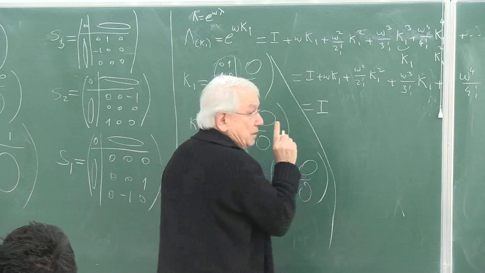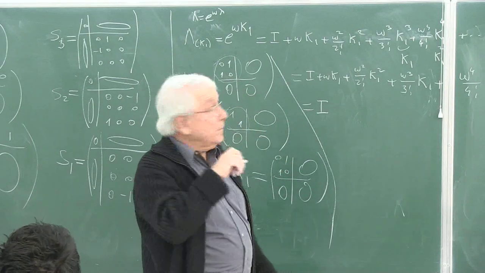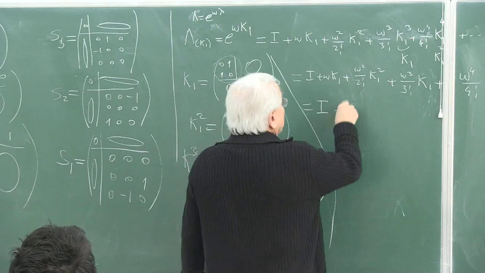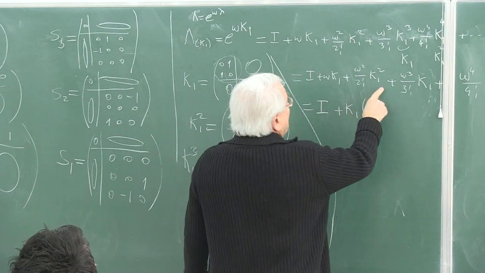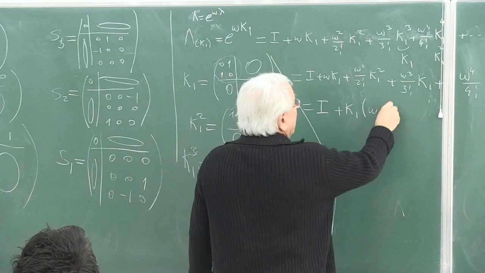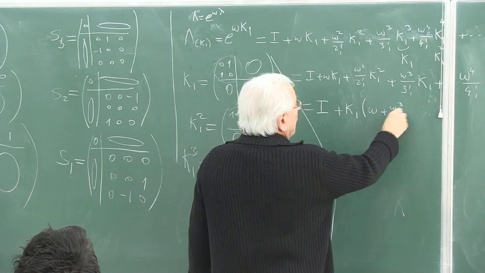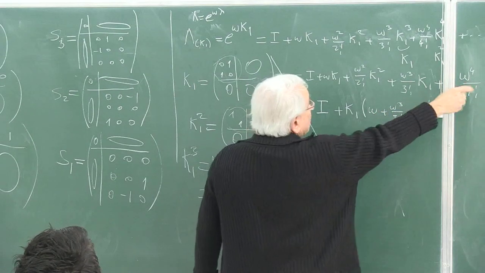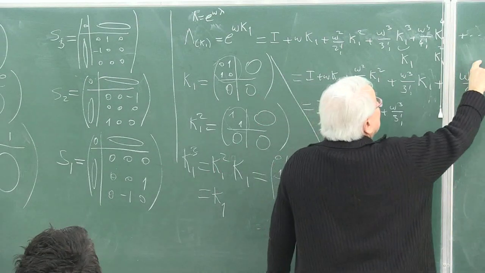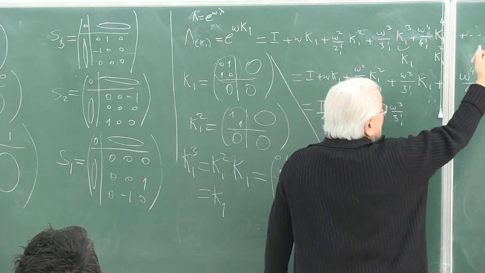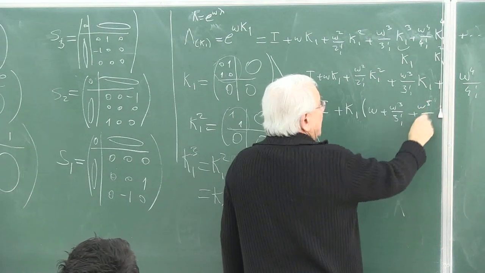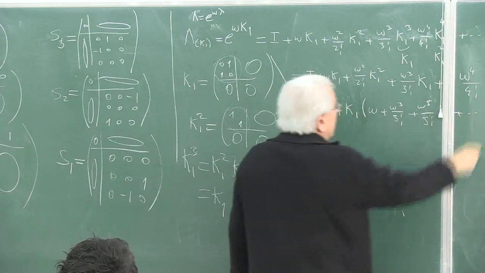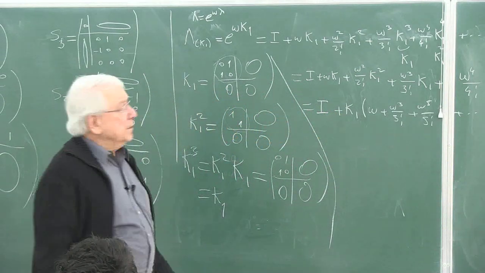There is the identity only. And there are the coefficients of the K1 terms, which is omega, and plus omega cube over 3 factorial, plus, obviously, you feel it coming. If it is omega to the fifth, it's K1 to the cube, so linear K1. Omega to the fifth divided by 5 factorial. So this is the coefficient of the K1.